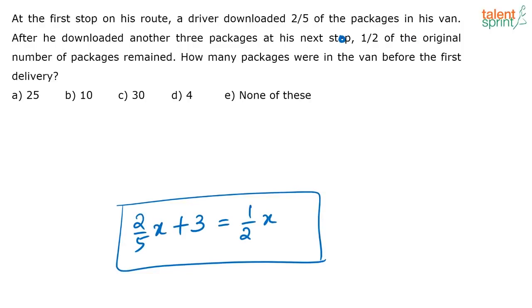See, half the packages he has remaining with him. What are the packages that he downloaded? That was the other half. Correct? So that is nothing but 2/5 of the total packages plus the 3 packages. So 2/5 x plus 3 is equal to half x. Directly you can get the answer. Yes, answer is option C, 30. So this is just the one equation that is required to get the answer.